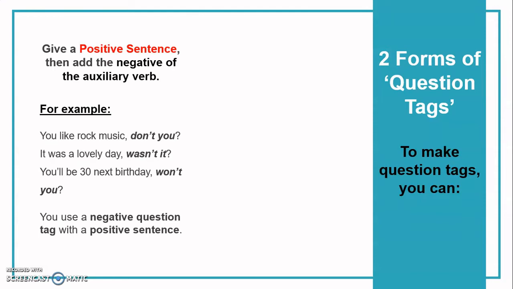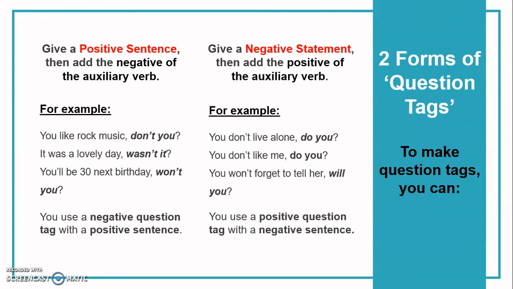So the rule is you use a negative question tag with a positive sentence, as you can see from the examples. You can also make question tags by giving a negative statement and then adding the positive of the auxiliary verb. For example, you don't live alone, do you? You don't like me, do you? You won't forget to tell her, will you? So the rule again here is to use a positive question tag with a negative sentence.